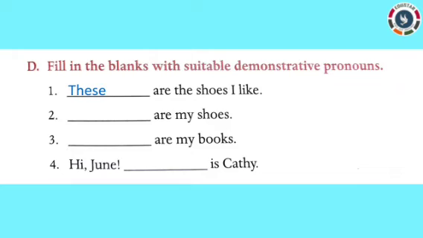Second sentence. Dash are my shoes. Again, shoes are in plural form and you are showing it from far. So use the demonstrative pronoun those. Third sentence. Dash are my books. Books are in plural form and near you. So use these. Fourth sentence. Hi June. Dash is Kathy. Here Kathy is singular. So use this.